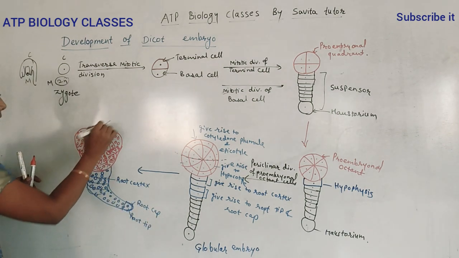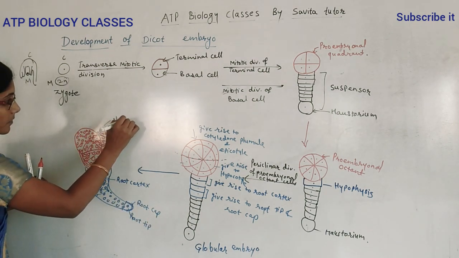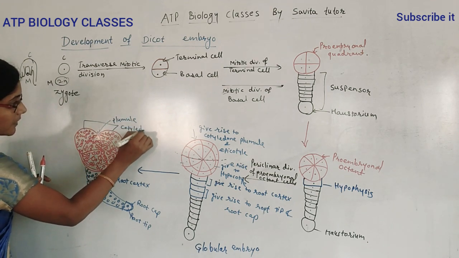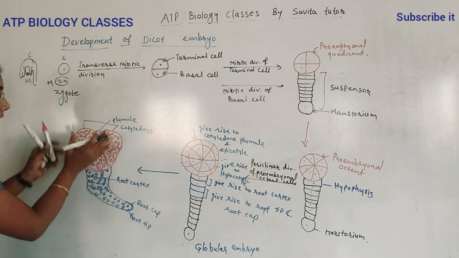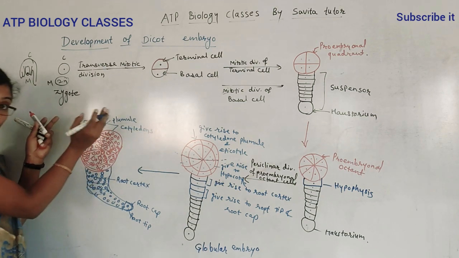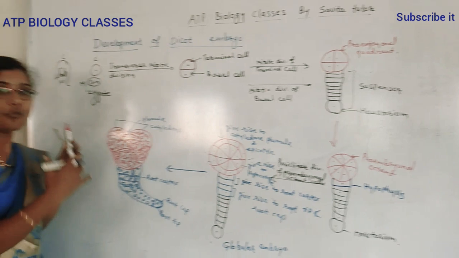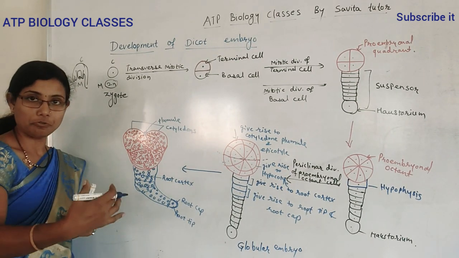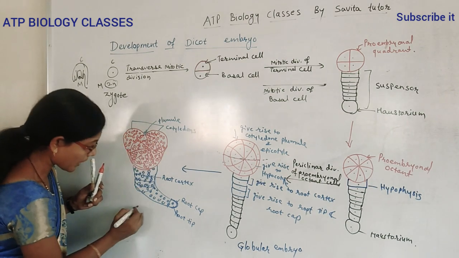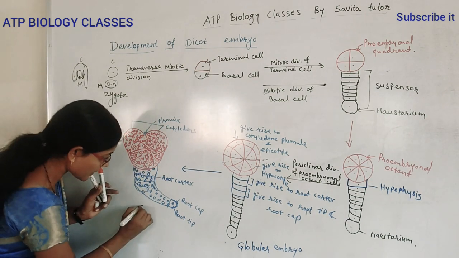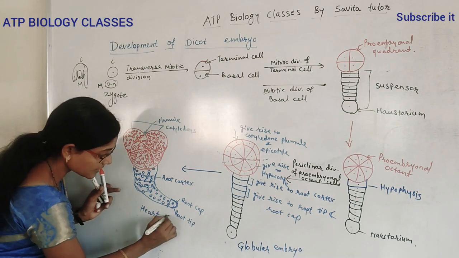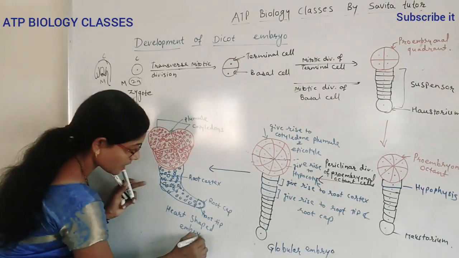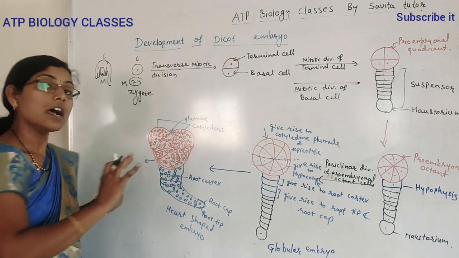Now this is the plumule. These two are the cotyledons, right? Now what happens when these two cotyledons grow? They will move on one side itself, and they will take the shape of a horseshoe. This is what type of embryo then? As it is of heart shape, that's why we are saying this is a heart shaped embryo. And next to that is the horseshoe shape.